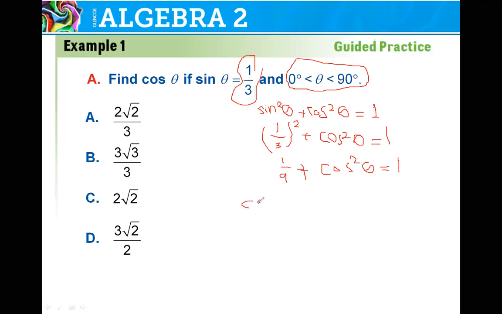So cosine squared theta is equal to 1 minus 1 over 9, which is 9 over 9 minus 1 over 9, which equals 8 over 9. Right? 8 over 9. Excellent. So 8 over 9 is the answer, but we need the cosine, not cosine squared. What is the inverse of power 2? Root.